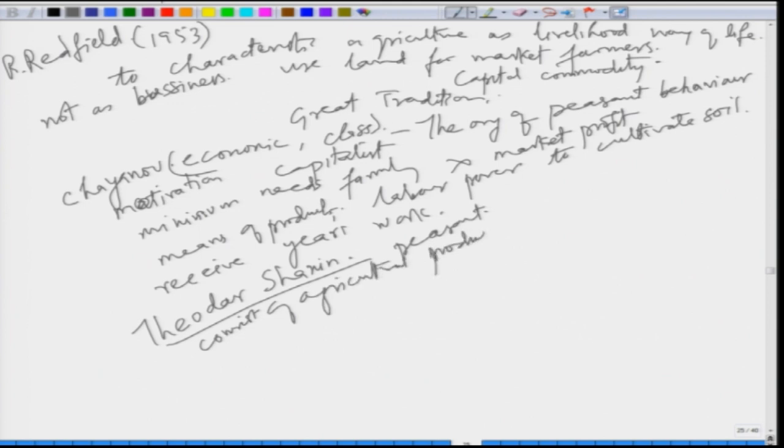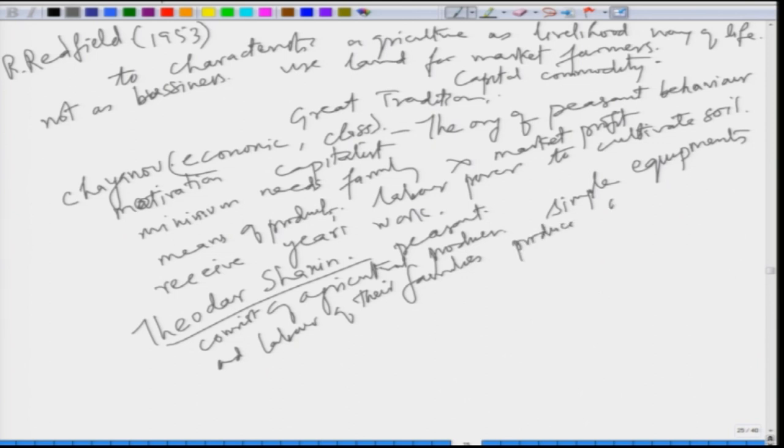Consist of small agricultural producers who, with the help of simple equipment and the labor of their families, produce mainly for their own consumption. I think this becomes crucial when we try to speak about Shanin's analysis of peasants: that they are agricultural producers who, with the help of simple equipment, produce with the labor of their families, and that is basically meant for their consumption.